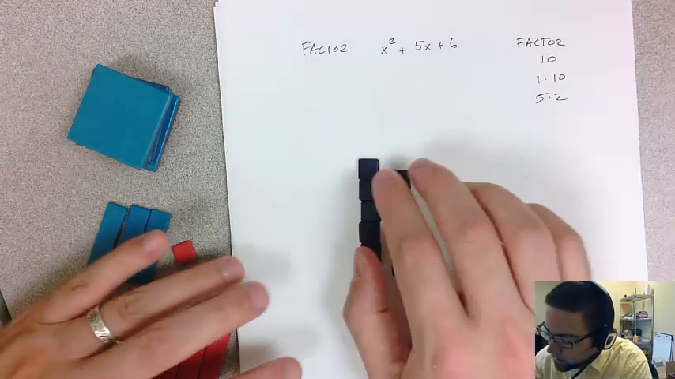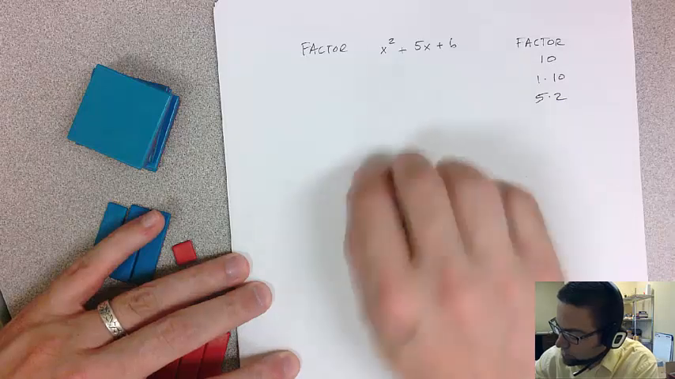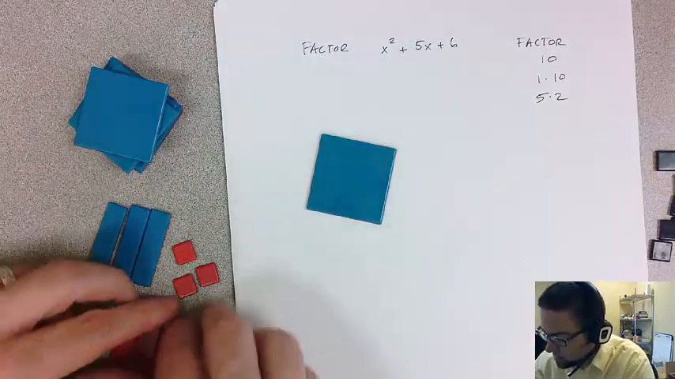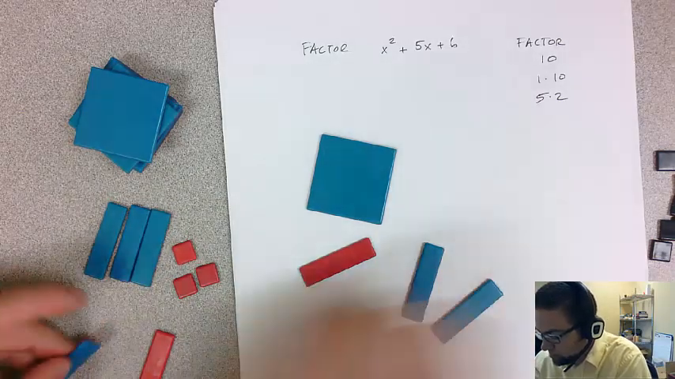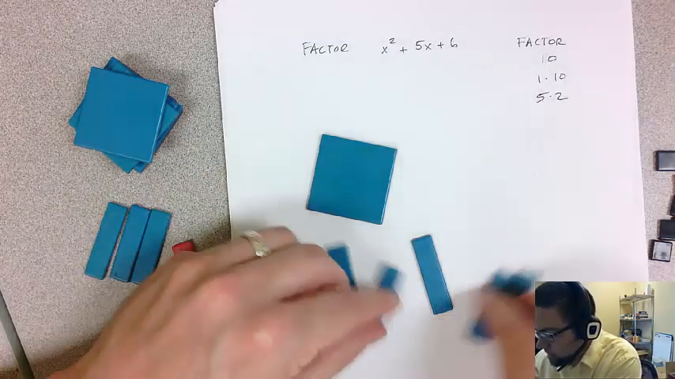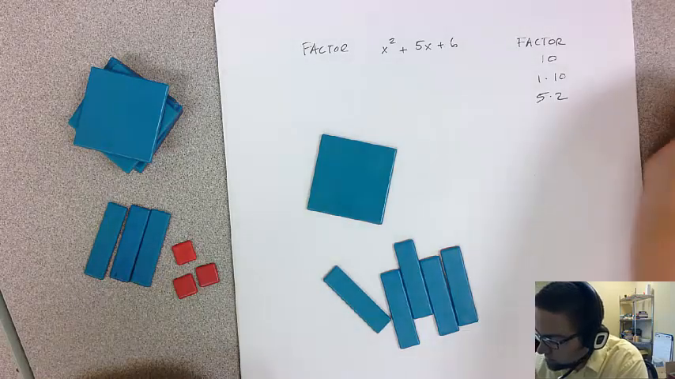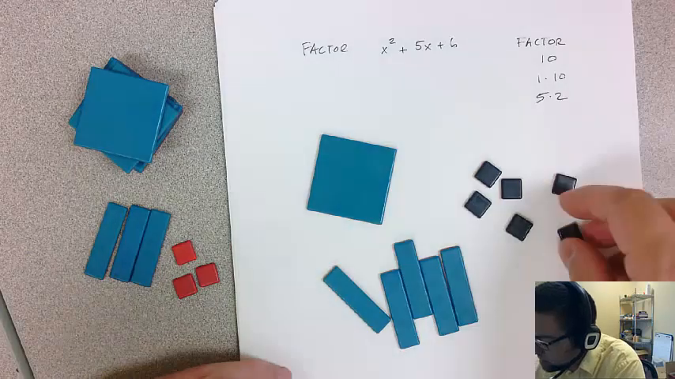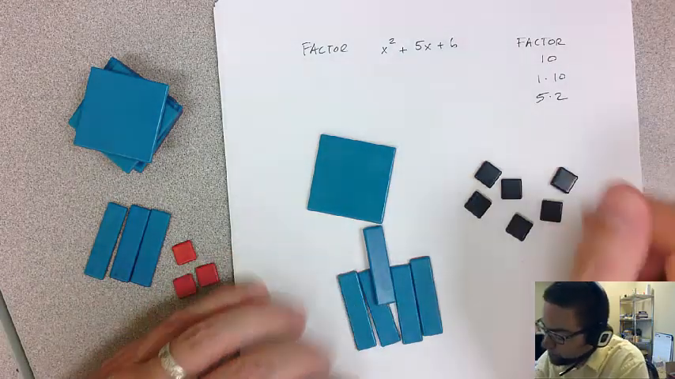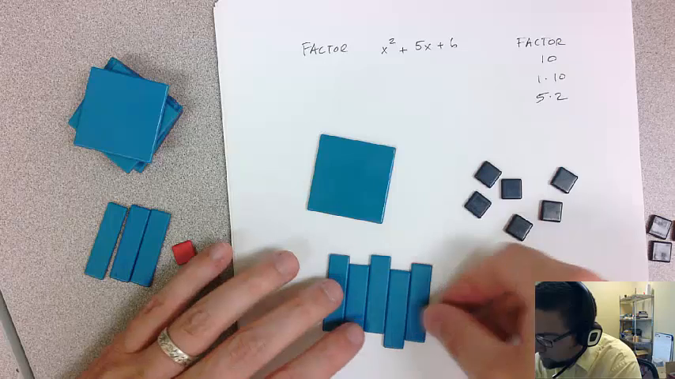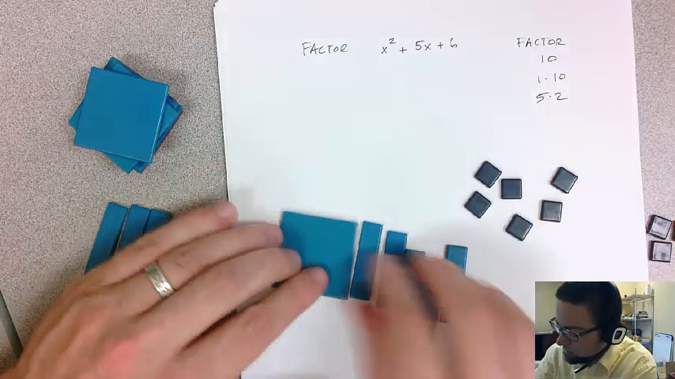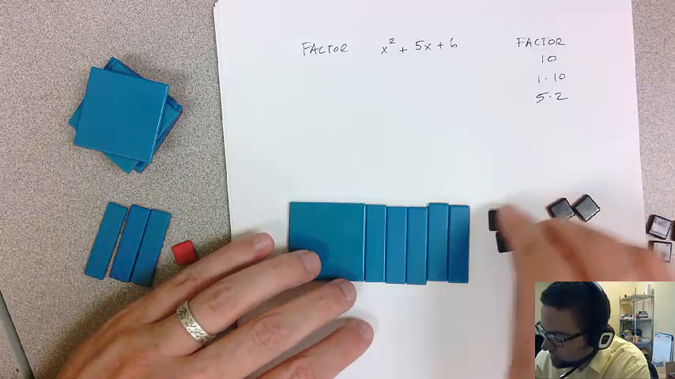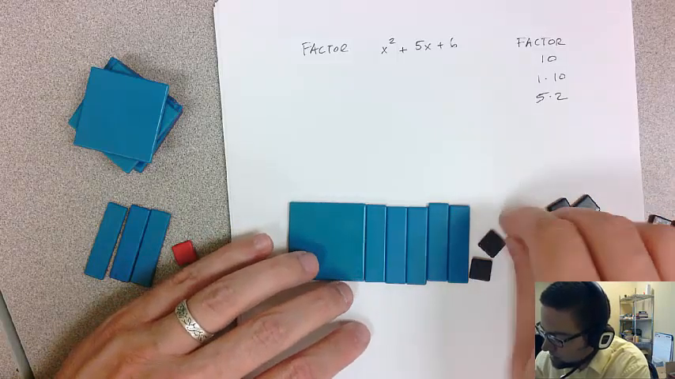Now, if I want to factor a polynomial, we're going to do it the same way. So we have an x squared, we have 5x's, and we have plus 6. So let's grab 6 here. Okay, so one thing I can do is see if I can make a rectangle this way, right? x squared plus 5x's, and this doesn't work, right?